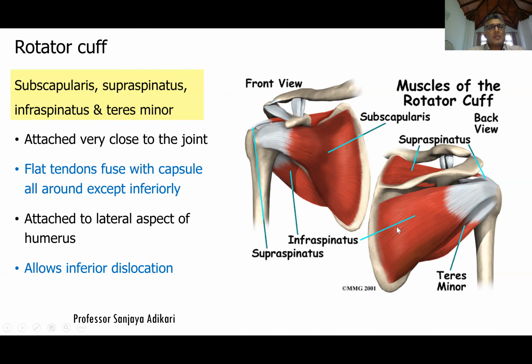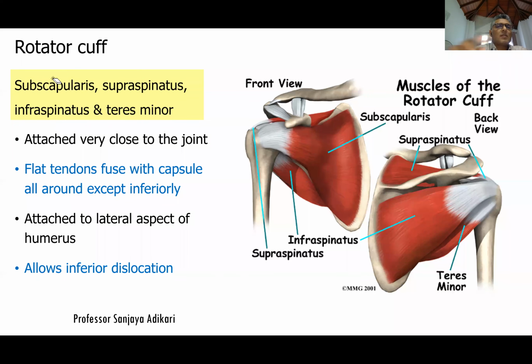Concept of rotator cuff muscles. Of the muscles that we described, which are attached between the scapula and the proximal end of the humerus, four short muscles are called rotator cuff muscles: the subscapularis, supraspinatus, infraspinatus, and teres minor. Teres major and deltoid are not included; they are not considered rotator cuff muscles. The other four are.